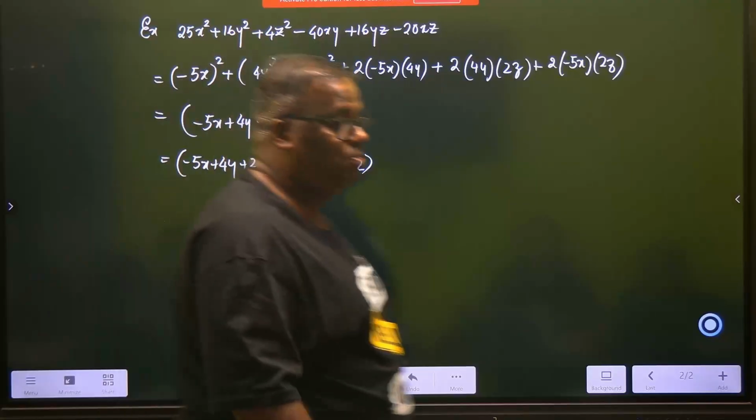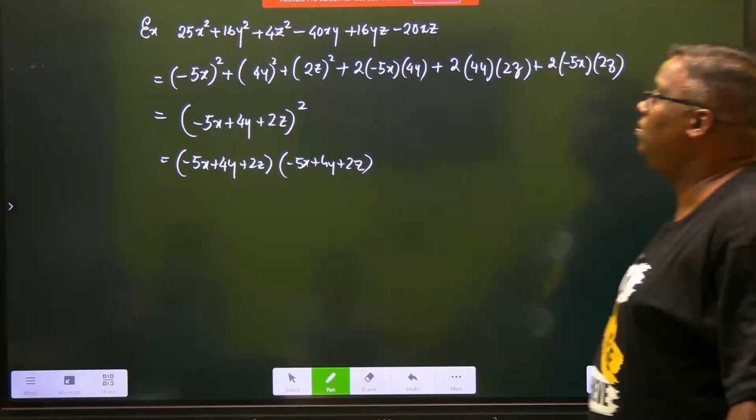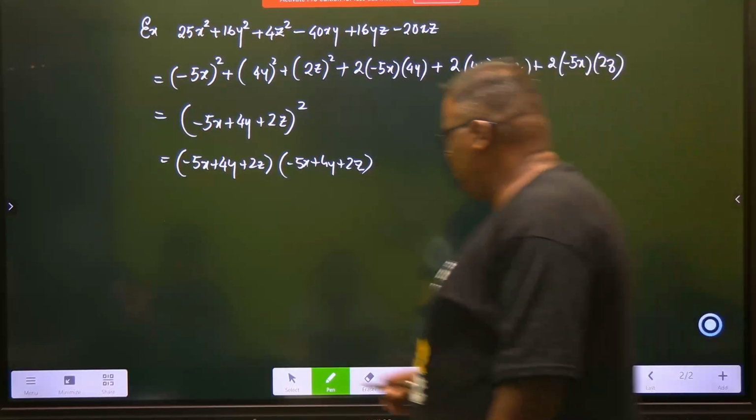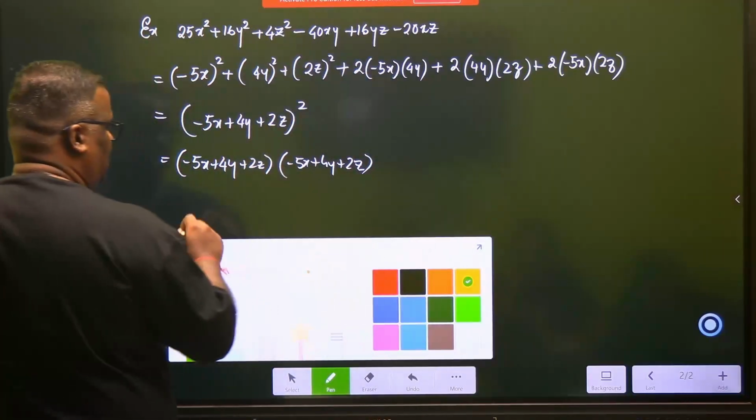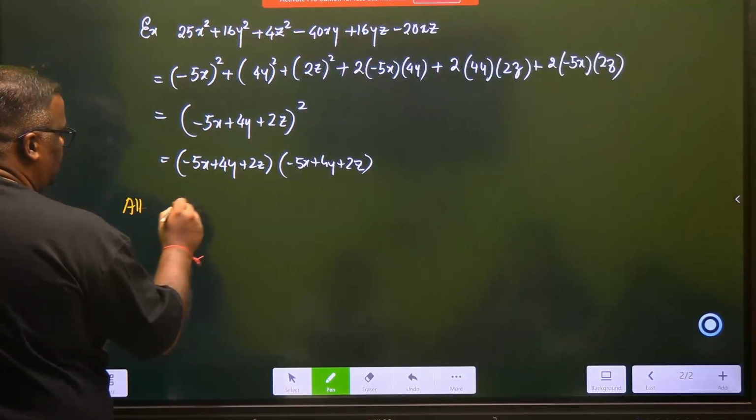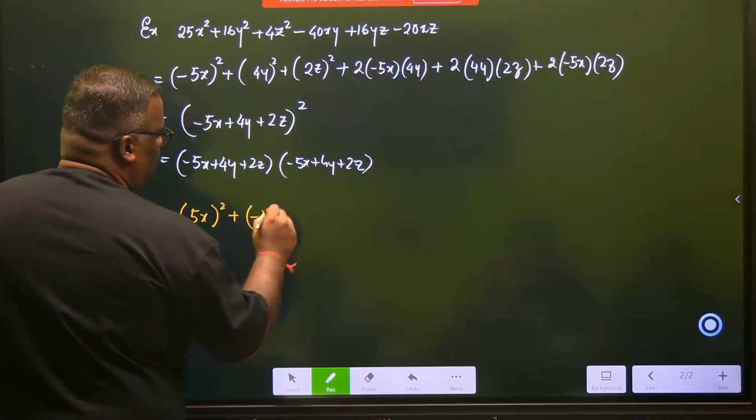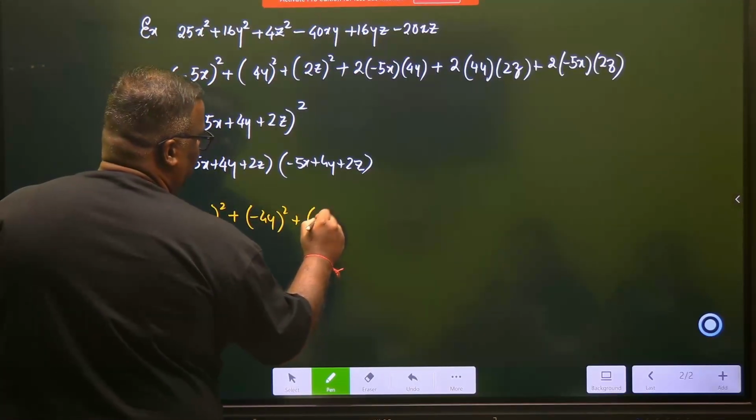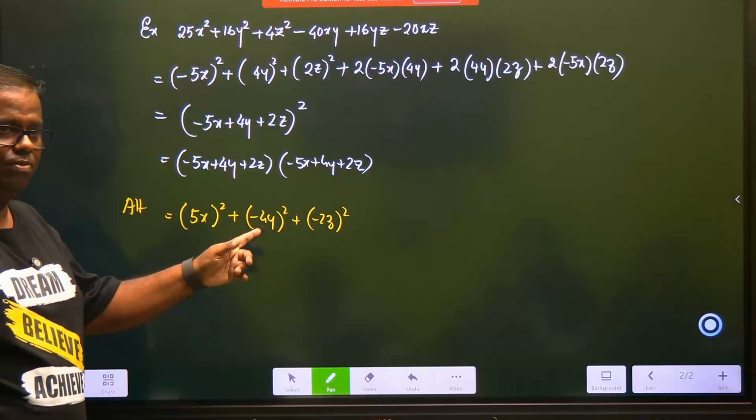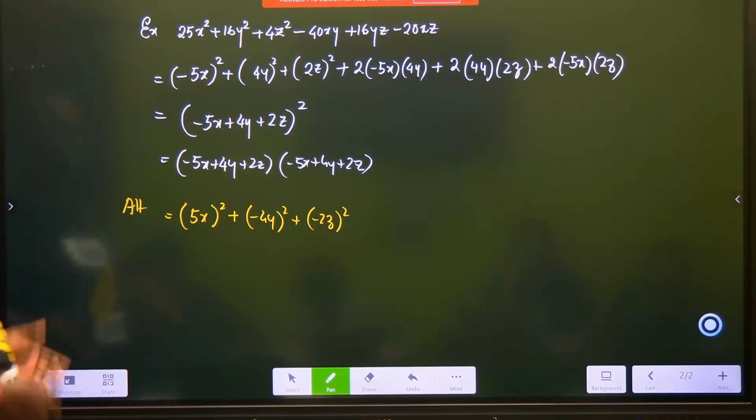Yes, I got you. It's also possible that we can have y as negative and z as negative. That's also possible. What he's trying to say is the alternate way, I'm doing that. I have my 5x whole square, negative 4y whole square, plus negative 2z whole square. Now just check. In this case, xy will be negative, yz will be positive, and again xz will be negative. So even this is correct.